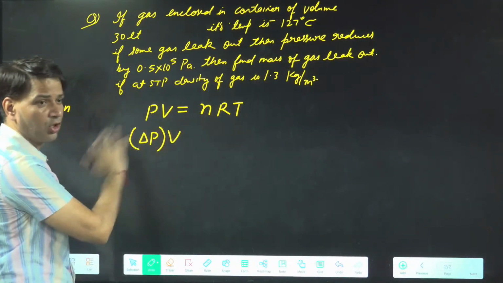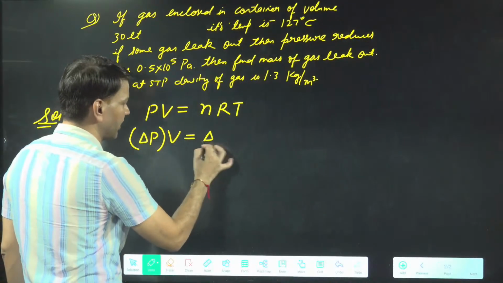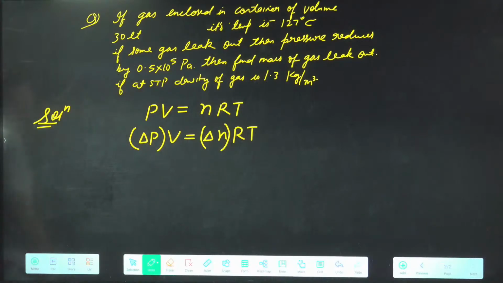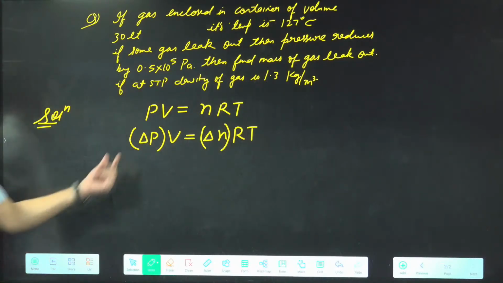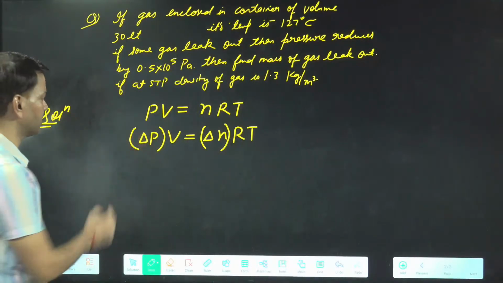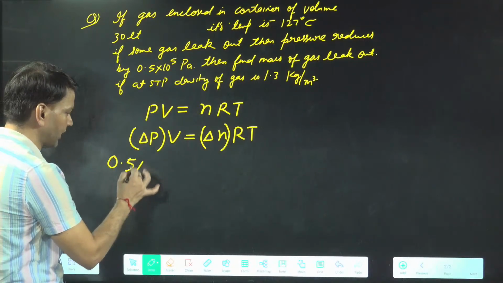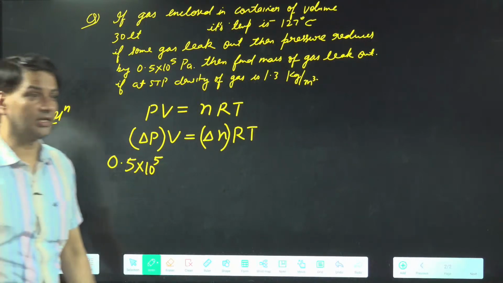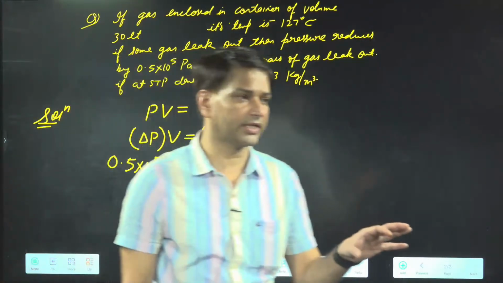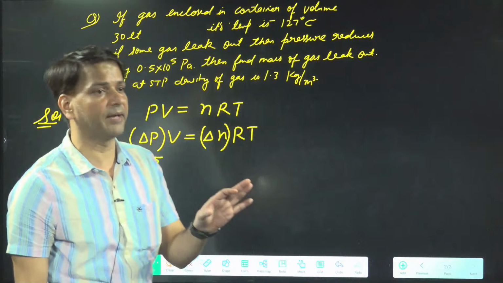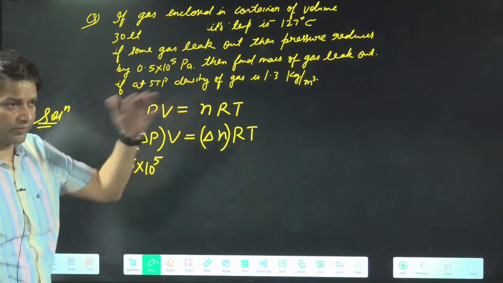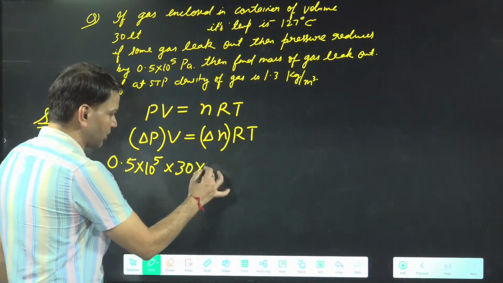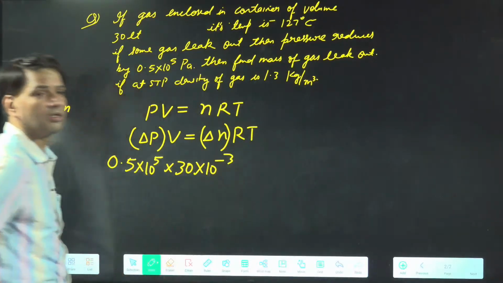So I can say directly ΔP into V, just apply the delta on both sides. So ΔP V is equal to Δn into R into T. Yes or no? Now ΔP they have directly given, 0.5 into 10 to the power 5 Pascal. Volume they have given in liters, 30 liter, the volume of the container, but liter is not the MKS or CGS unit. So we have to convert liter into meter cube. What will you put? 30 into 10 to the power minus 3 meter cube.